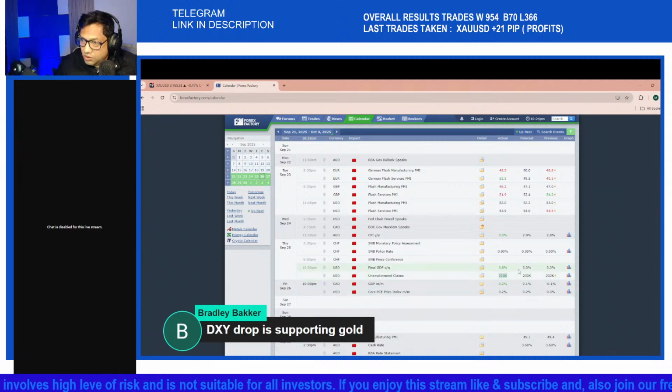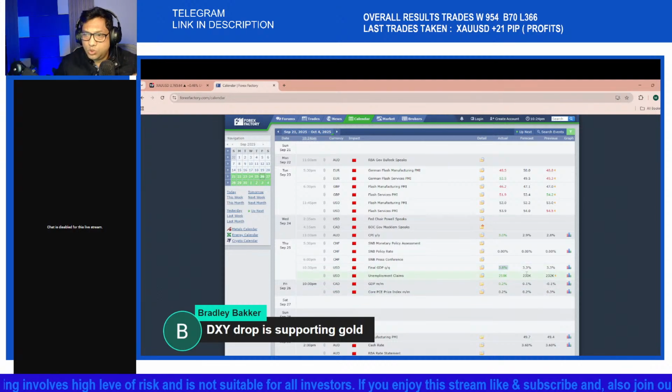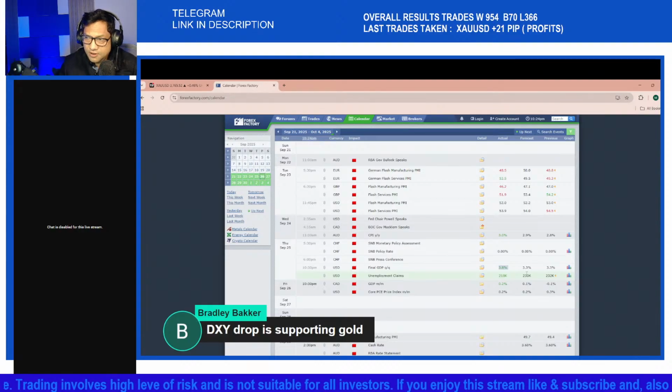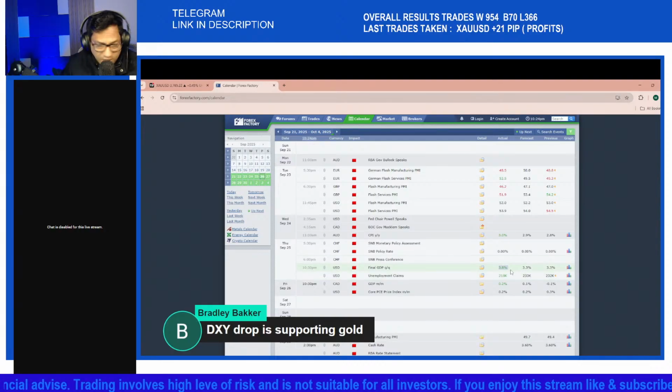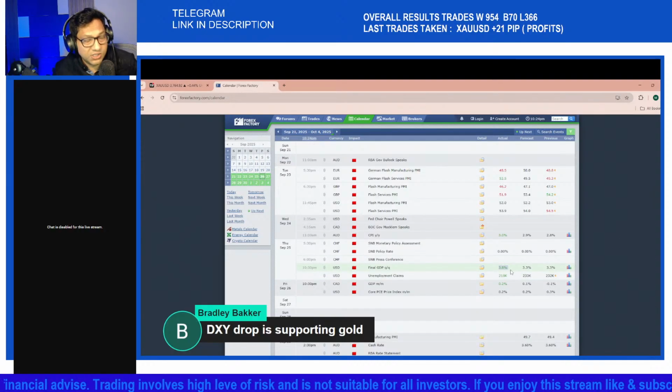And with that data, GDP was way higher than the forecast. Forecast was 3.3%. GDP has gone to 3.8%, right? Which is absolutely good news, right? Having a higher GDP means growth is going higher.